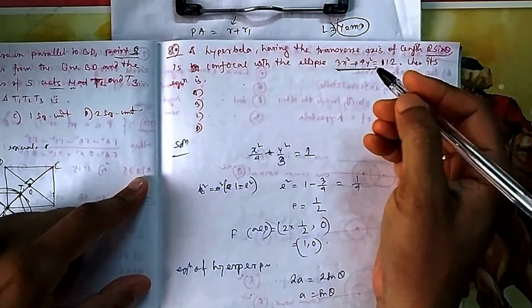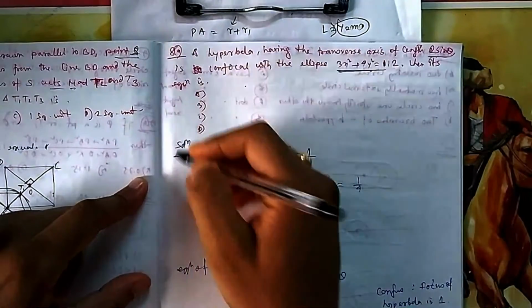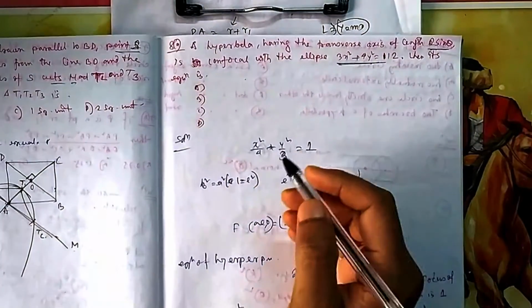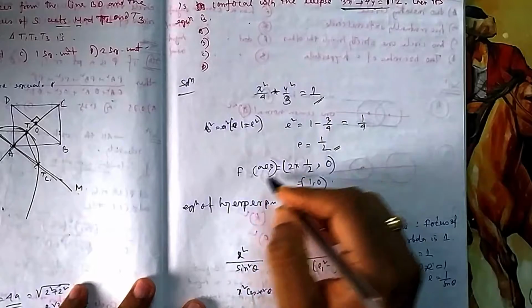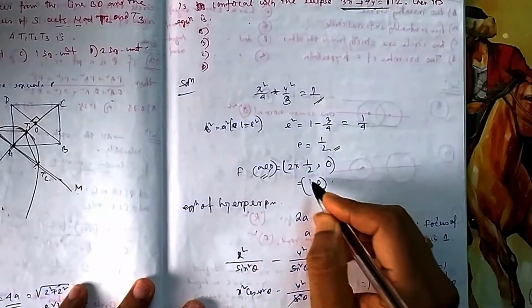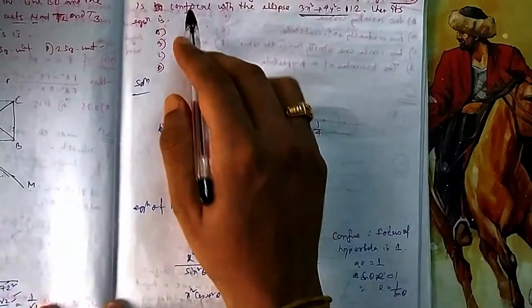So A and E known, then you can find B, and therefore you can find the equation. So it's easy. This is the equation of the ellipse. If you simplify it, you will get E. From that you will get the focus of the ellipse, which is also the focus of the hyperbola.